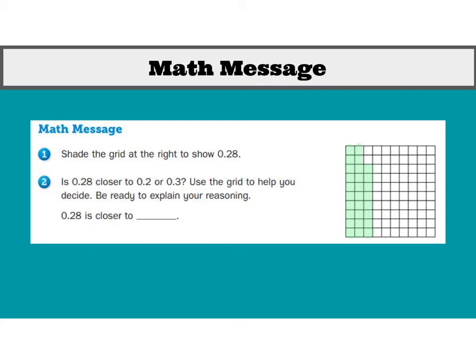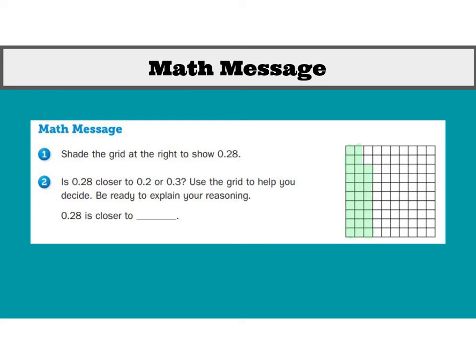Okay, so if we look at question 1, they asked you to shade the grid, and I have shaded the grid. Let's double check that you shaded it the same way. So we have 2 columns, which represents my 2 that's in the tenths place here. And then I shaded 8 squares, which represents my 8 in the hundredths place.